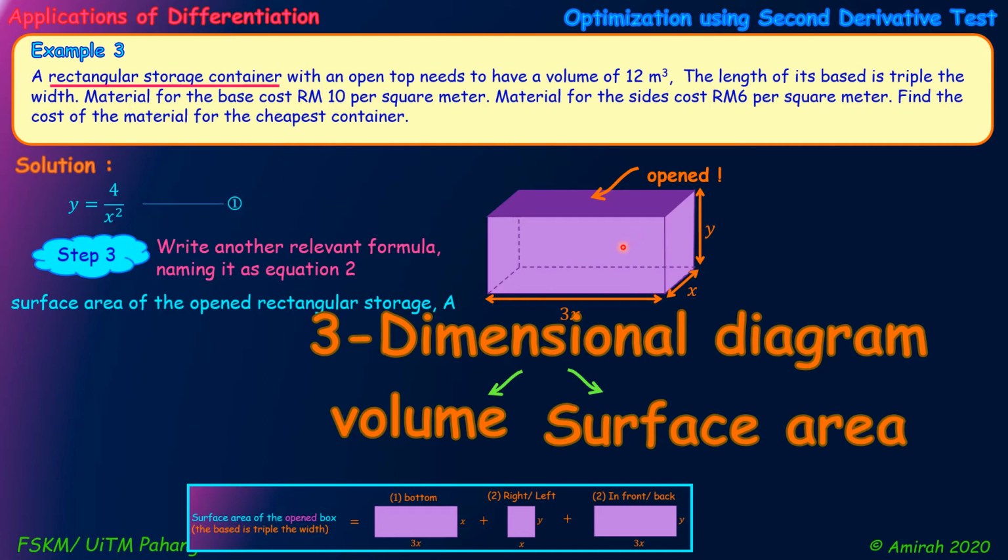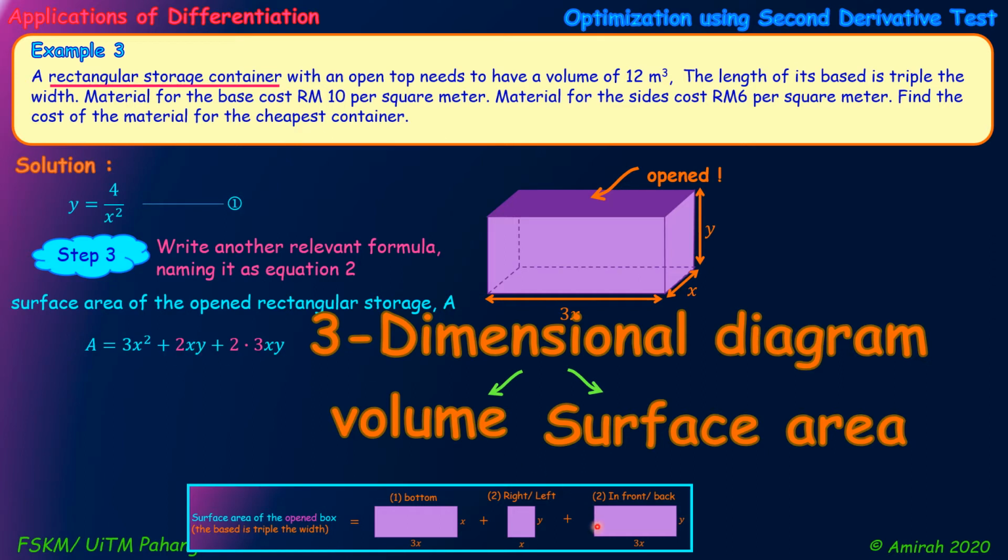From this diagram, the surface area of the open rectangular storage container, where the length of its base is triple the width, is one piece of bottom, plus two pieces of right and left side, plus two pieces of in front and back. So we can write surface area equals 3x squared. 3x squared here comes from one piece of bottom, 3x times x. And then plus, for right and left side, we have area x times y, and we have two pieces, so we times 2 here.